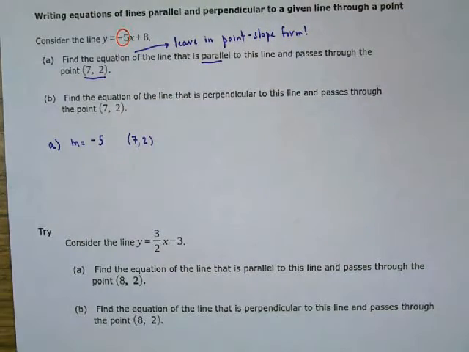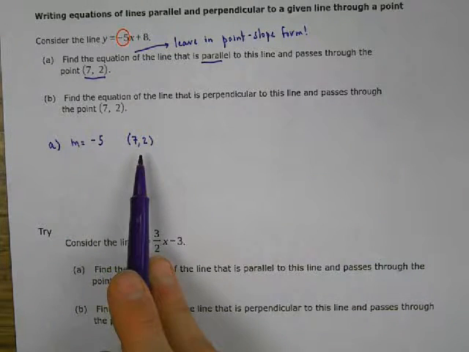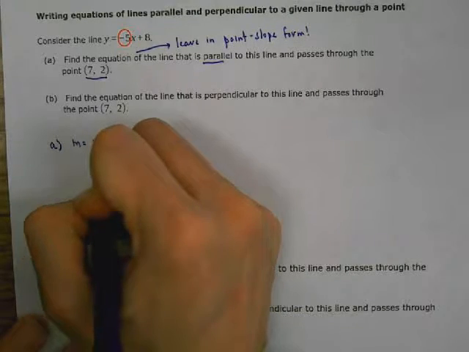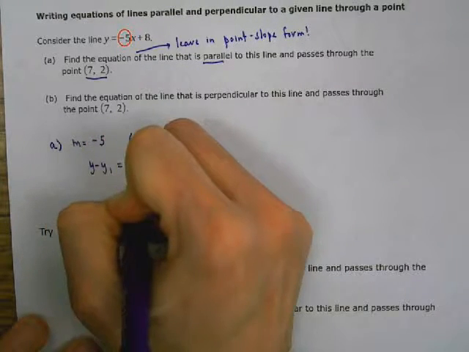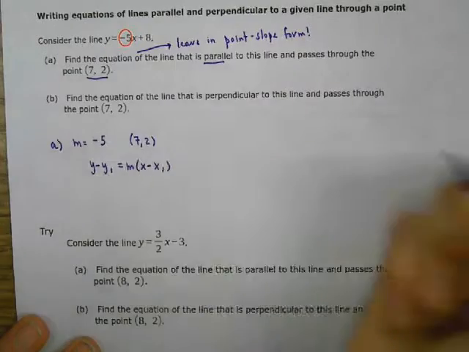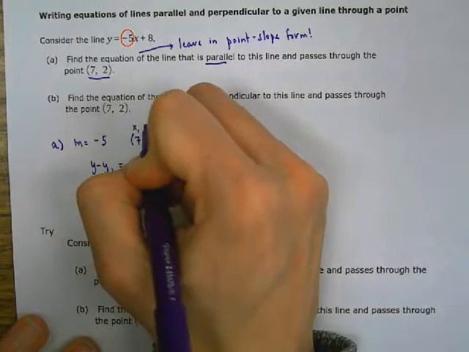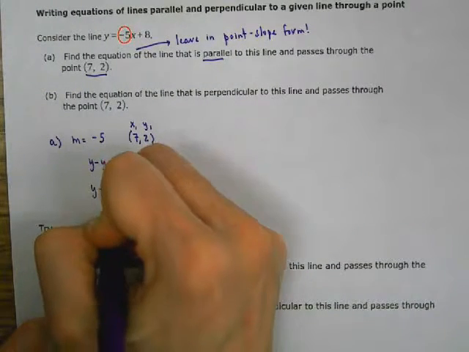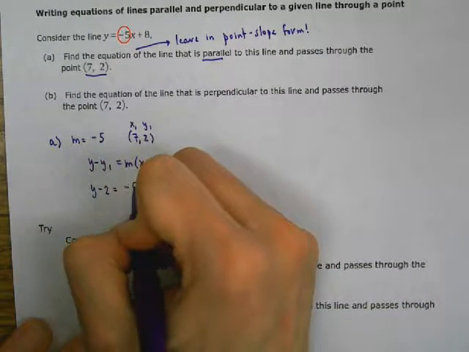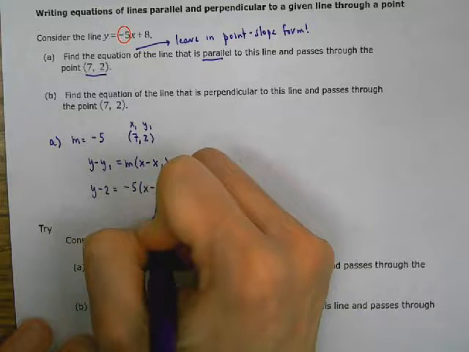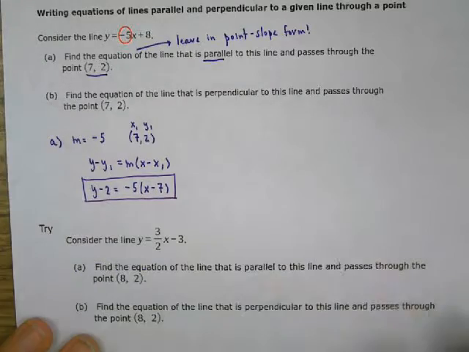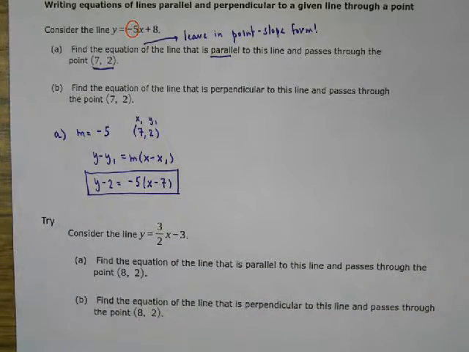And again, thinking back to a couple videos ago, if I have a point here and a slope, I'm going to put it in point-slope form, which is y minus y1 equals m times x minus x1. And again, this is my x1, y1. So my equation is going to be y minus 2 equals -5 times x minus 7. And again, since it didn't tell us we had to put it in slope-intercept form, I'm just going to leave that in point-slope form.